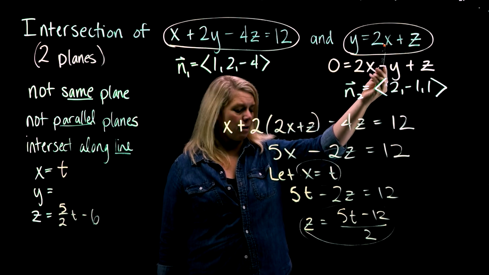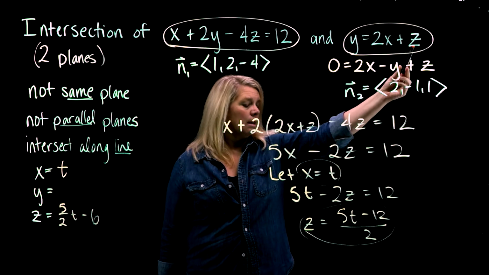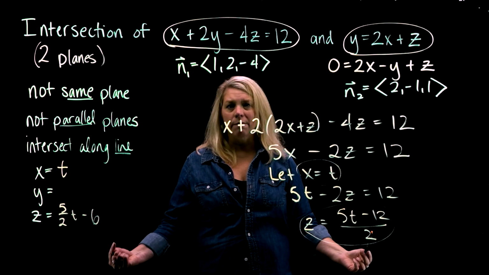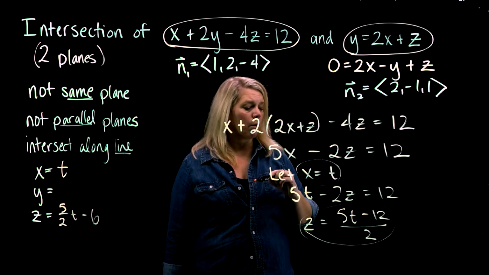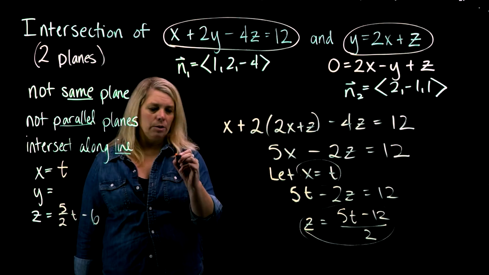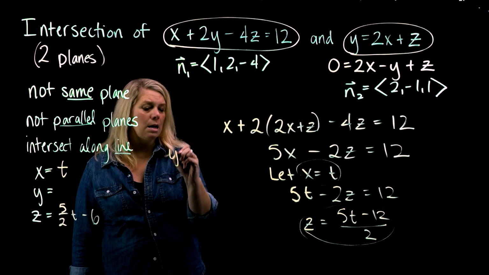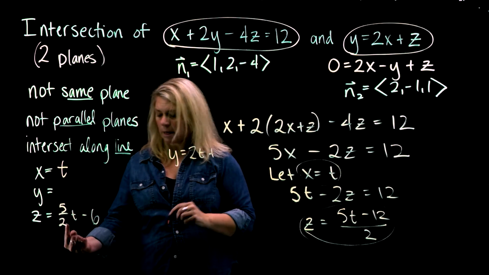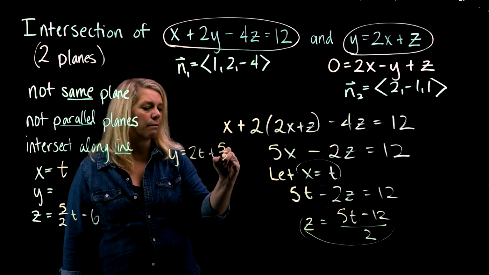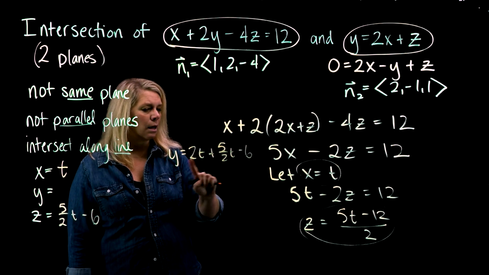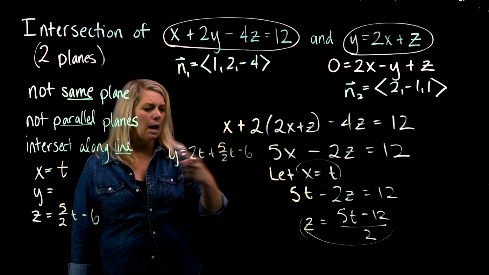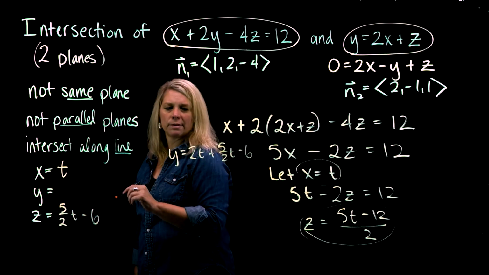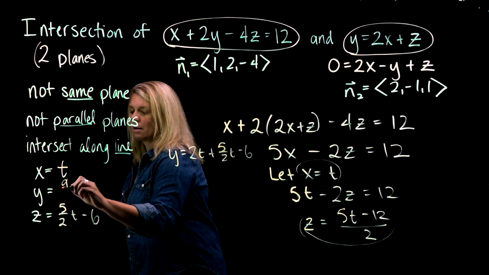If I put in for x what I have for x, and I put in for z what I have for z, either this version or this simplified version over here, I'll get my equation for y. Okay, so I'll just do that work right here. I'll have y equals 2x, so 2t, plus my z, 5/2 t minus 6. Combine these like terms, and then I can write my answer over here. So 2t plus 5/2 t is 9/2 t.